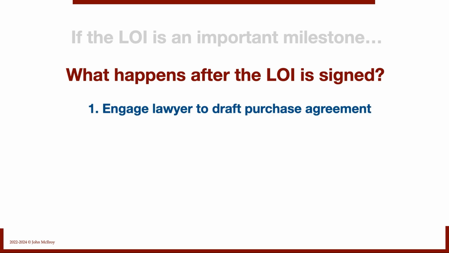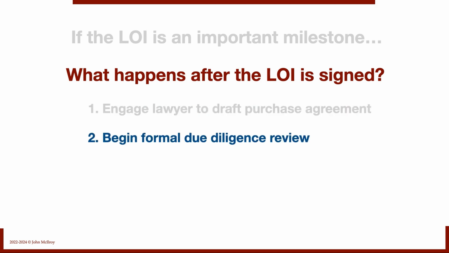Well, number one, that's when we're going to engage the lawyer to draft that purchase agreement or buy-sell agreement. We don't do it before. The LOI captures the agreement, and now the lawyer formalizes it into a legal agreement. Number two, we're going to begin our formal due diligence review. We've done some preliminary DD in discovery. Now we're getting into the heavy-duty formal due diligence.